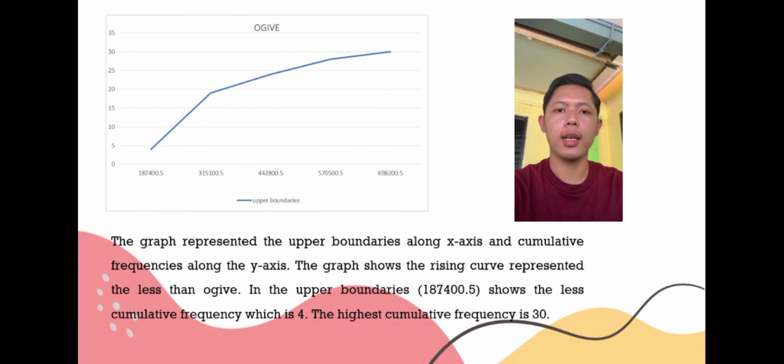Okay, we go to the next slide, showing the ogive graph. In this figure 2, the graph presents the upper boundaries along the x-axis and cumulative frequency along the y-axis. The graph shows a rising curve representing the less than ogive. At the upper boundary of 187,400.5, it shows the lowest cumulative frequency, which is 4, and the highest cumulative frequency is 30.